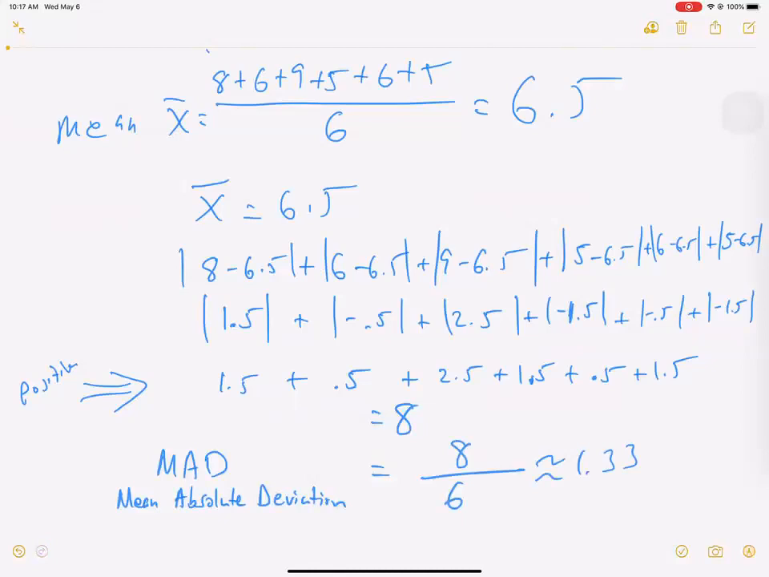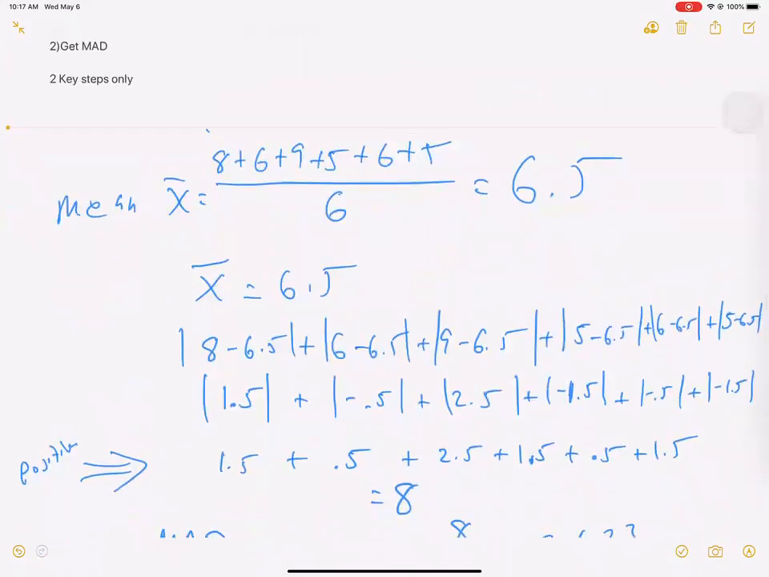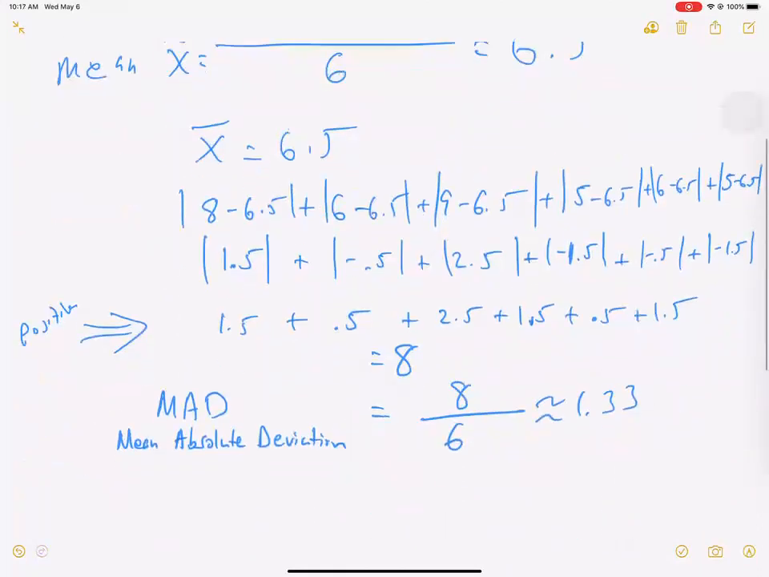So what does 1.33 refer to? It says, sure, the average is 6.5. But how far are all the numbers away from 6.5? And the average deviation, average absolute, because we don't care if it's positive or negative, right or left, we just care that it's away from the average, is then 1.33. So on average, all the numbers are 1.33 away from the average.